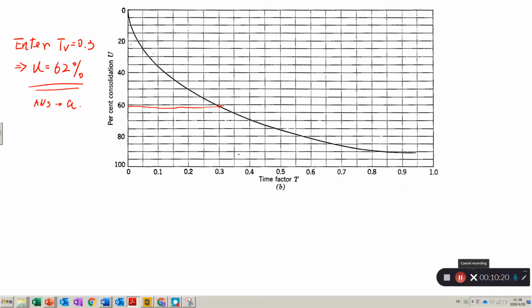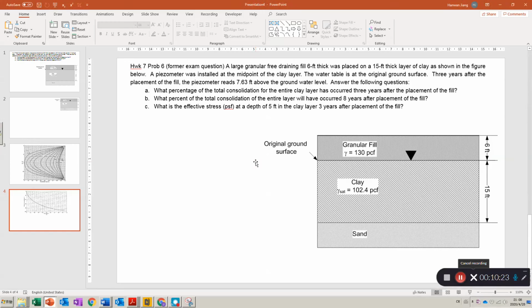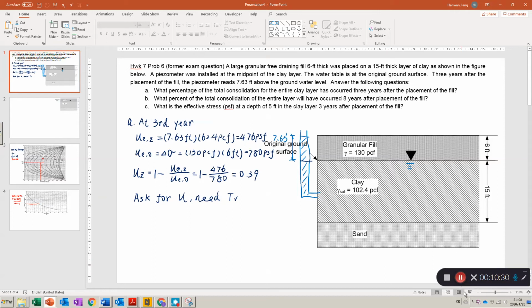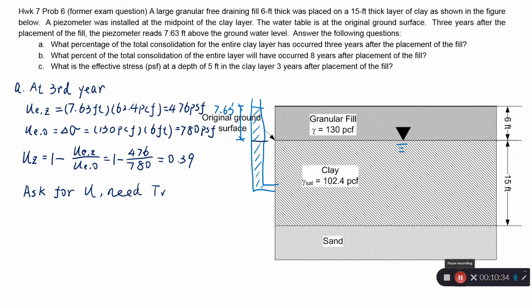Okay, now let's write it here. So from the UZ chart, we get TV equals 0.39, and from the TVU chart, we obtain that U is equal to 62%. Right, so that's the answer for part A.